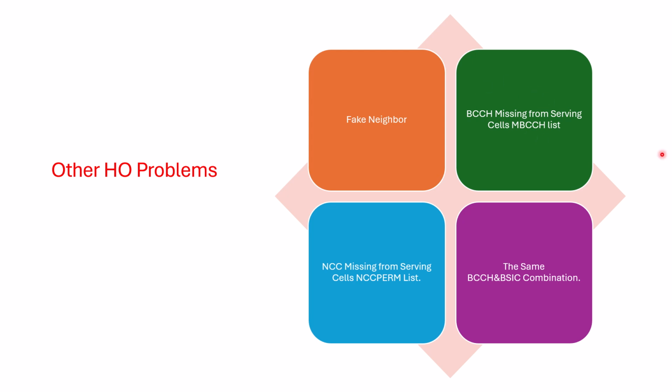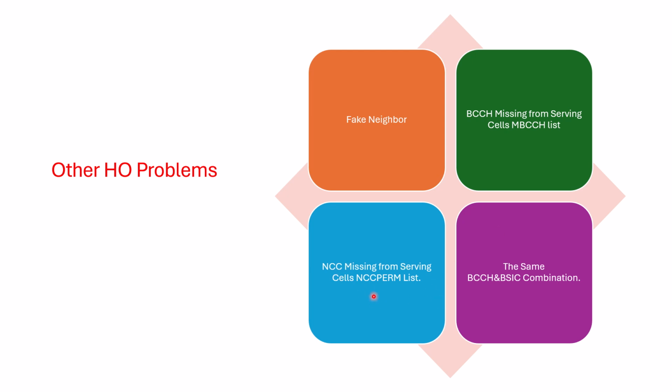BCCH missing from serving cell BA list. In some cases, you may notice that handover does not occur even though the two cells are defined as neighbors. If the neighbor's BCCH number is missing from the serving cell's BA list, the mobile station (MS) will not monitor or report the neighbor's BCCH frequency, preventing any handover attempts to that cell.